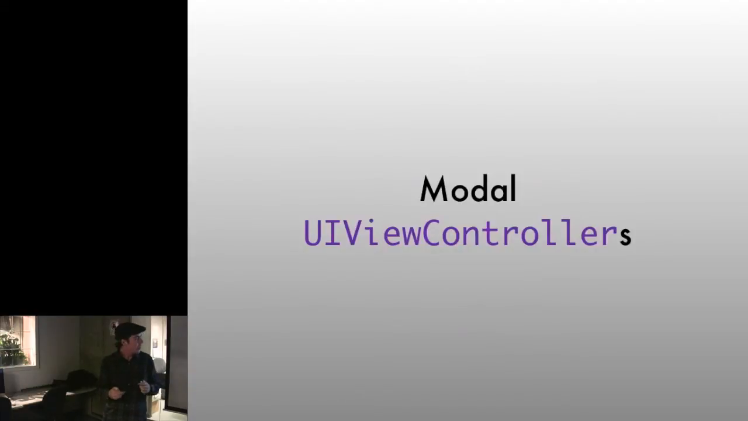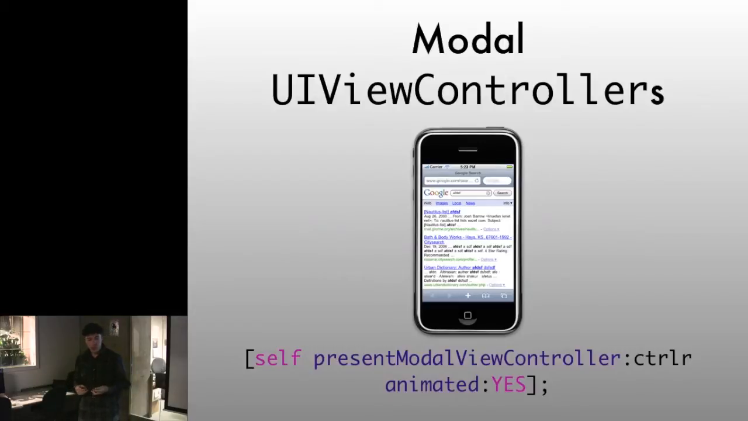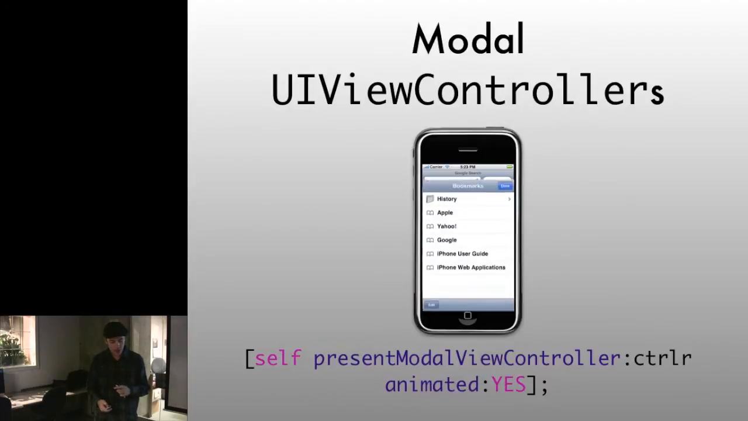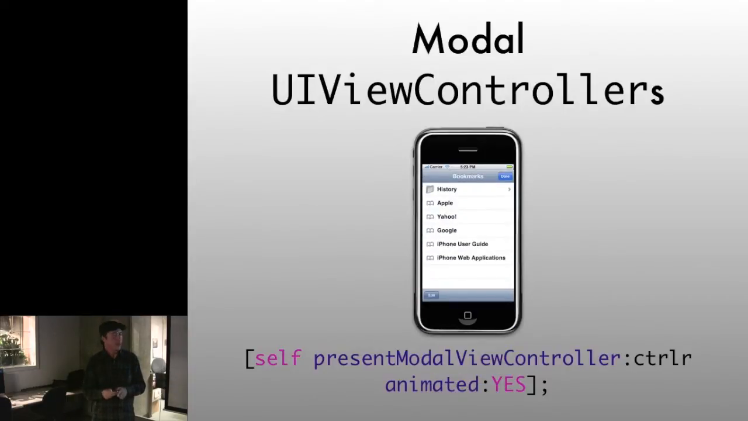Okay, and then there isn't a class called modal view controller, but there's a concept of a modal view controller, which is basically a view controller that takes over the screen and doesn't allow you to do anything until you make it go away. An example of that is the bookmarks view in Safari. So here's our Safari window. If you tap on the bookmarks icon in the toolbar here, you'll get this table view with the bookmarks, and you can't do anything else in Safari until you make this go away, either by selecting a website or selecting the Done button.